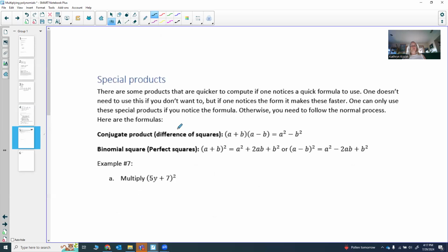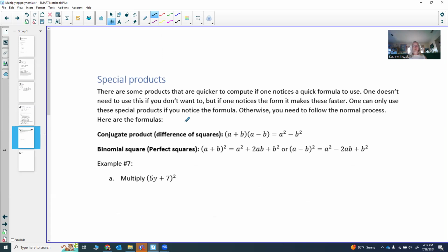Special products. There are some products that are quicker to compute if one notices a quick formula to use. One doesn't need to use these if you don't want to, but if one notices the form, it makes them faster. One can only use these special products if you notice the formula. Otherwise, you need to follow the normal processes.